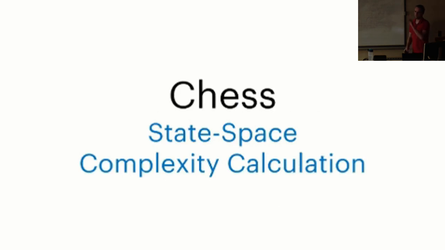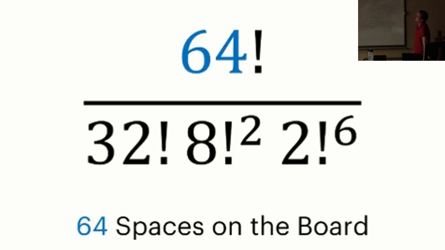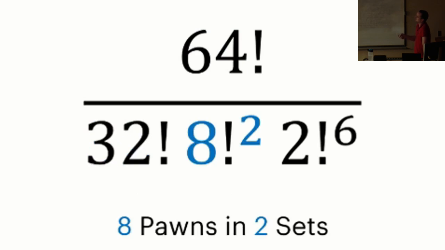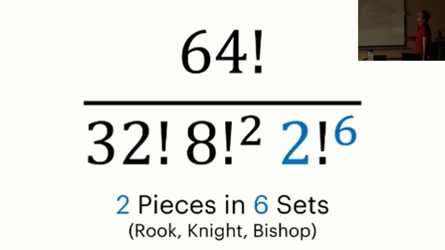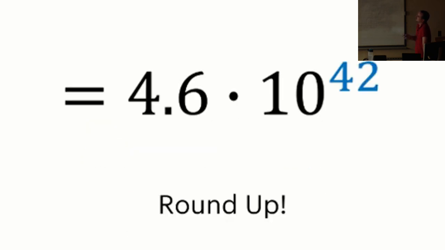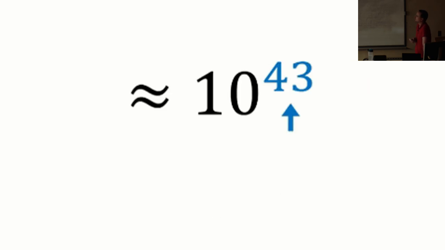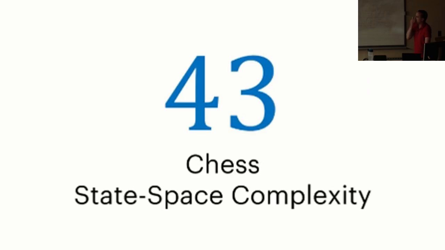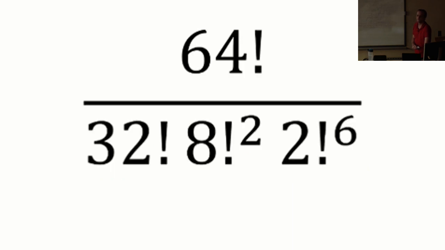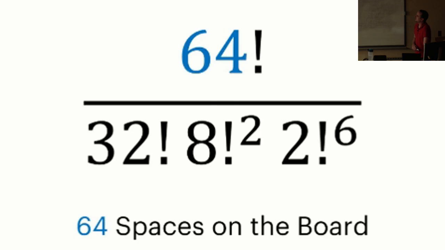Next, they come to you and say, make an AI for chess. Okay, 64 squares on the board. Here's the number of combinations of empty board spaces with different types of pieces. I'm not going to go into all the details of this calculation, but it's essentially 10 to the power of 43, which is an insane number of possible states. 1,000 is about 10 to the 3, so 1,000 times 1,000 times 1,000 times 1,000 times 8. So lots and lots of positions.